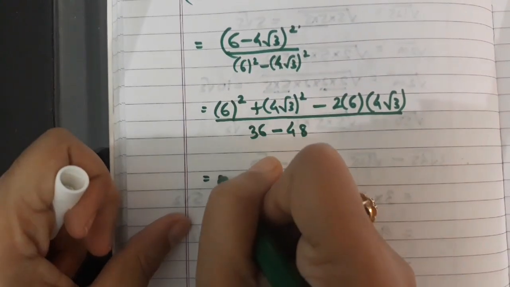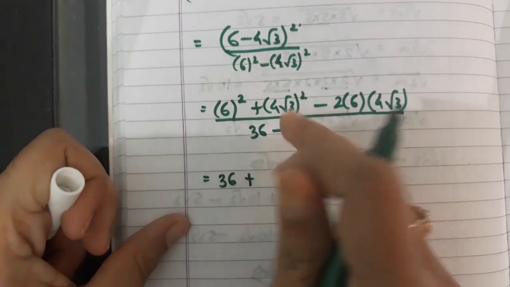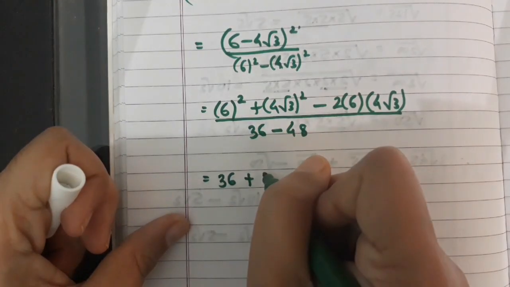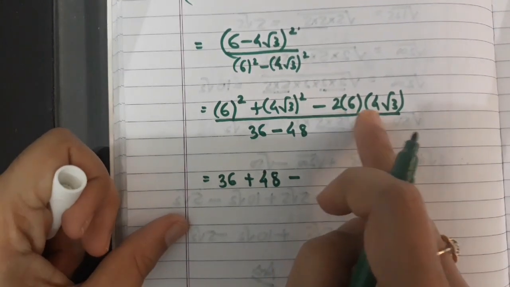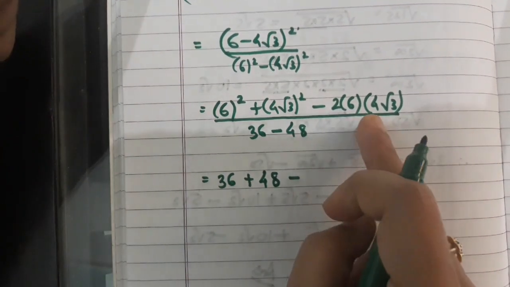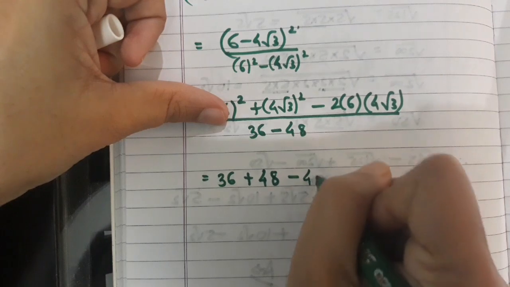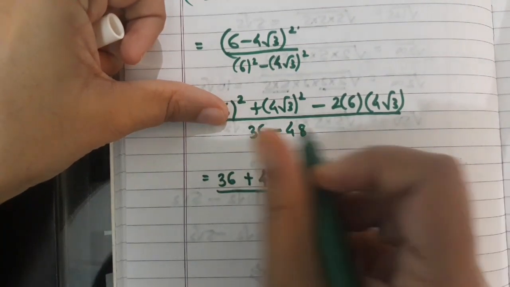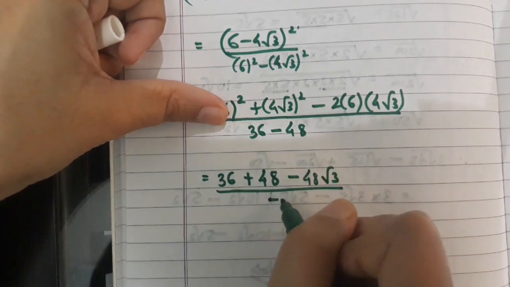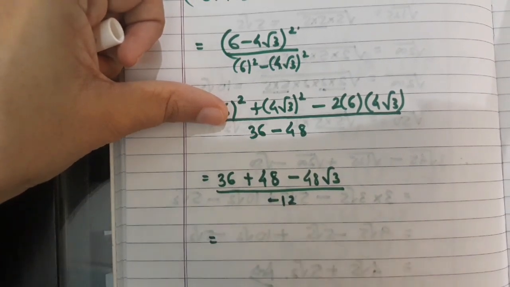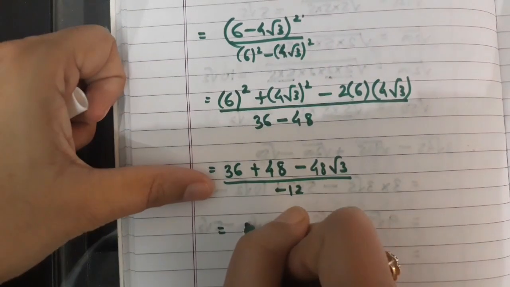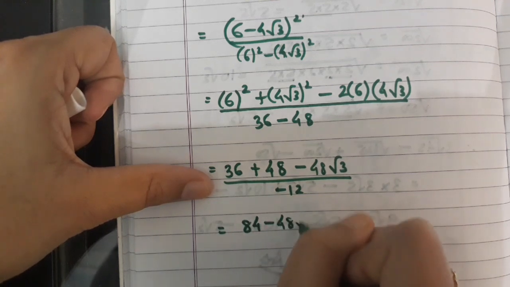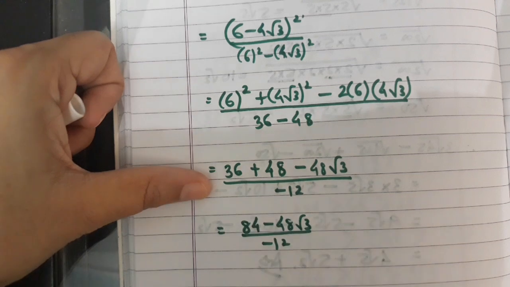Now we simplify this further. So 6 square becomes 36 plus 4 root 3 whole square. Just now we have calculated it. It is 48 minus this is 2 into 6 into 4. So it comes out to be 12 into 4. That is 48 root 3 upon 36 minus 48 becomes minus 12. Let us simplify this further. Now 36 plus 48 is 84 minus 48 root 3 upon minus 12.